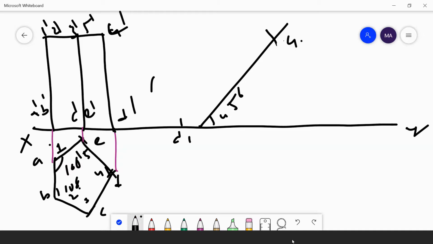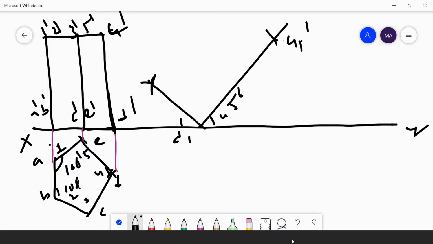Point 1 is 4 1 dash. Measure the distance from 4 to A dash and cut this arc from 4 1 dash. You can draw like this, or else this line is perpendicular to this line. We'll draw one perpendicular. We cut this arc from B1 dash.